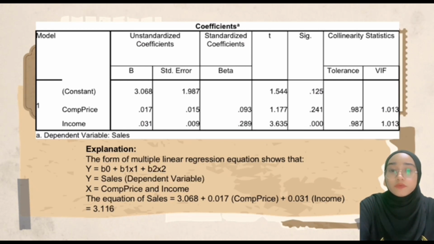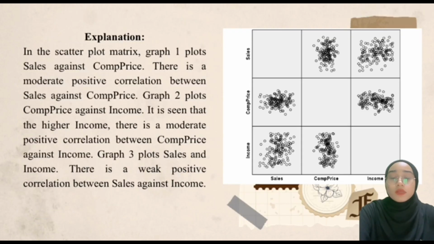The constant of the equation of sales is 3.116. Last but not least, in the scatter plot matrix, graph 1 plots sales against comprise. There is a moderate positive correlation between sales and comprise. Graph 2 plots comprise against income. It shows that the higher the income, there is a moderate positive correlation between comprise and income. Graph 3 plots sales and income. There is a weak positive correlation between sales and income.